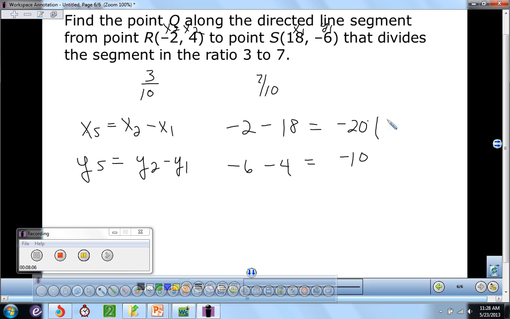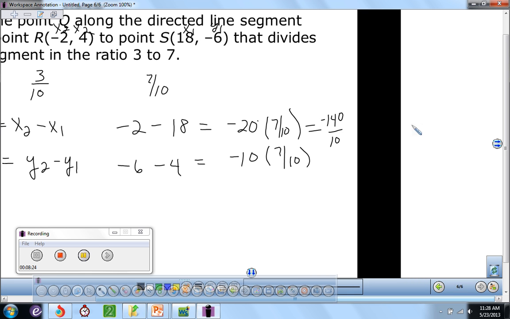And now we'll take the 7/10 and multiply it. Okay, so now for this one we're going to end up with, this will reduce, but we would end up with -140 over 10, so we'd end up with -14. Here the 10s would cancel out, and we'd end up with -7.